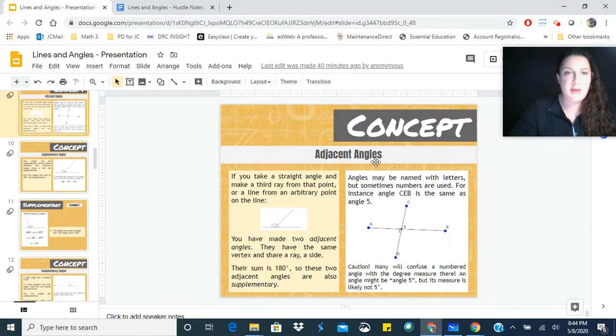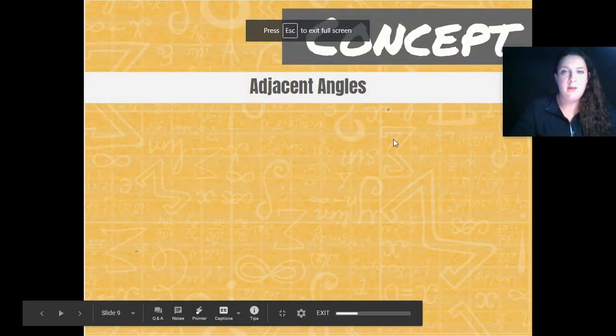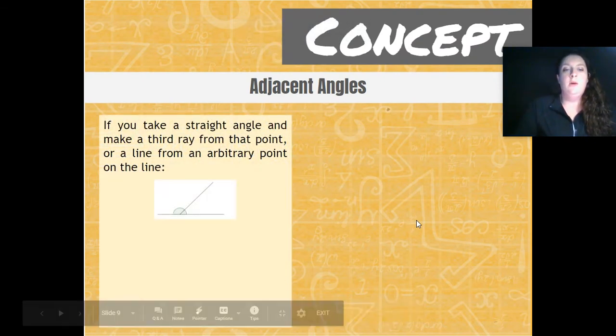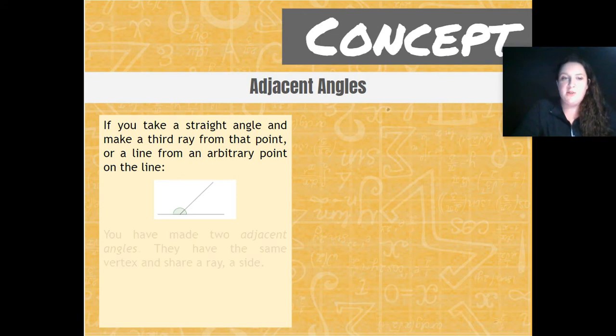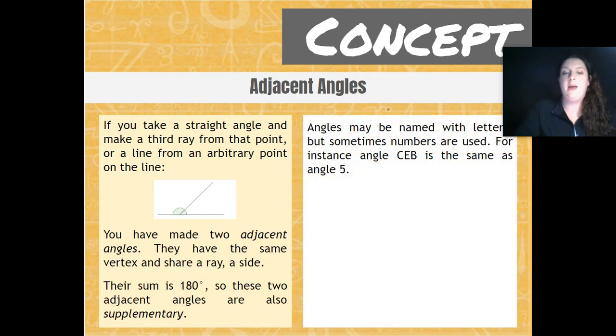I'm going to open this back up. I am going to go to my little present button, and we're going to keep going. So we just did this together. I showed you the example, and you can see how those two adjacent angles are also supplementary, meaning they equal 180.